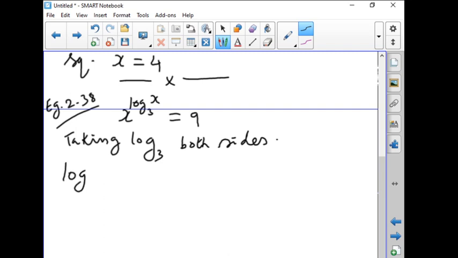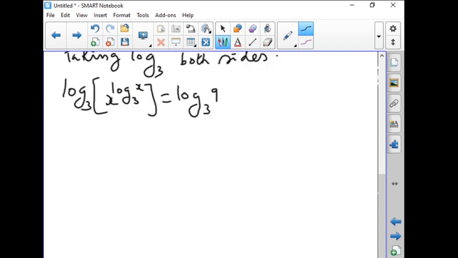Log to the base 3 of x power log x to the base 3 is equal to log 9 to the base 3. Now we know we have a result. What is the first property? A power log x to the base a is equal to x.